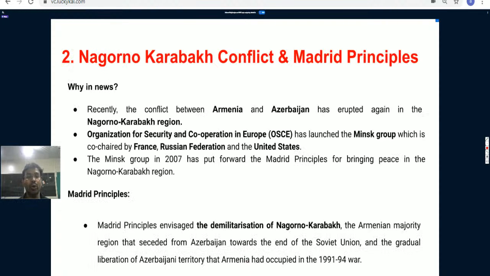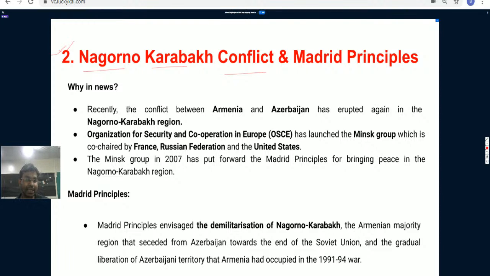Next topic is the Nagorno-Karabakh conflict and Madrid principles. We will understand about the Nagorno-Karabakh conflict and Madrid principles. Recently this topic was in news, and it is still in news. This is a conflict between two countries. On one side there is Armenia, on the other side there is Azerbaijan. These two countries were former parts of the USSR. Before the USSR disintegrated in 1991, these two countries were part of it.